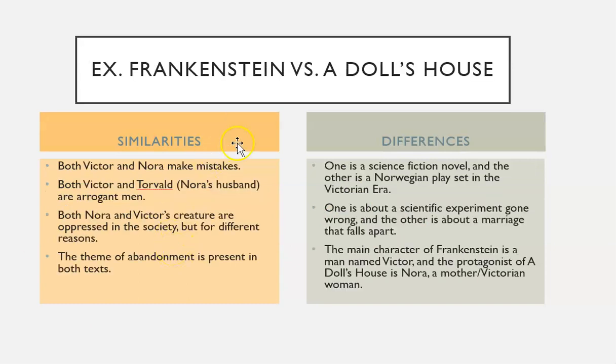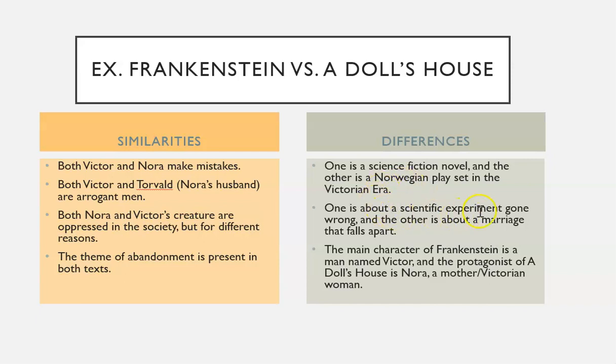So for example, in my class, we take the text Frankenstein, and we also study A Doll's House. So you might set up a little graph or chart or piece of paper and brainstorm some similarities and differences between these two texts. On the surface, they're very different. One is a science fiction novel. The other is a Victorian era play set in Norway.